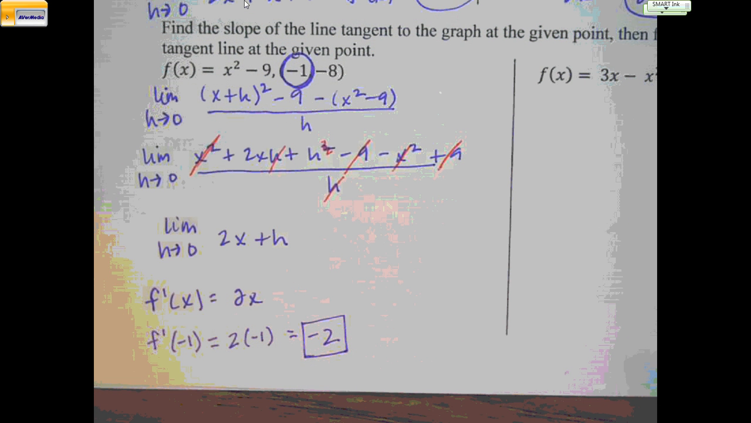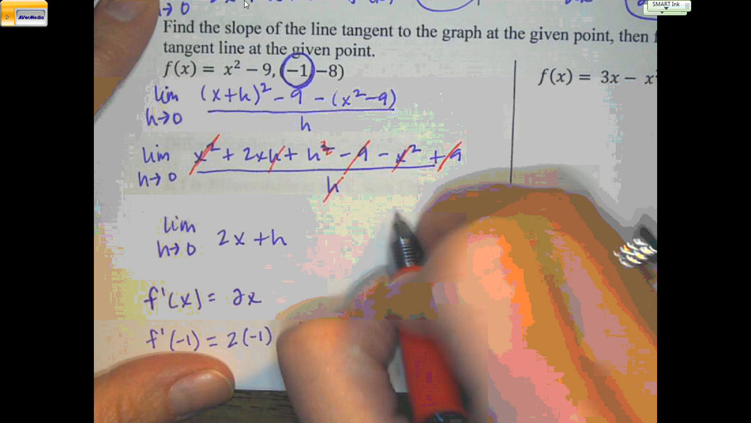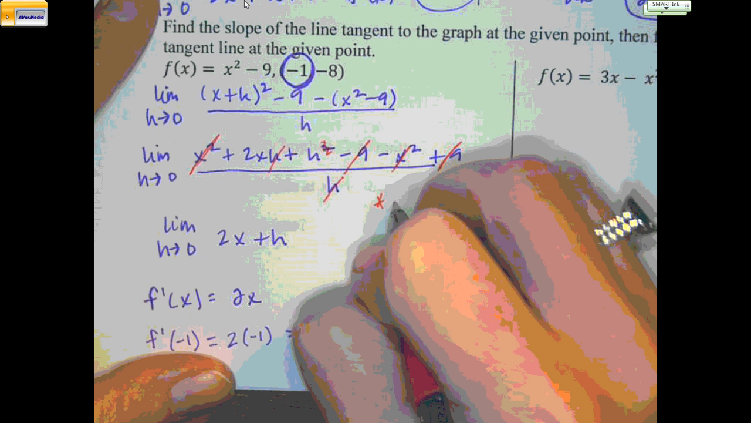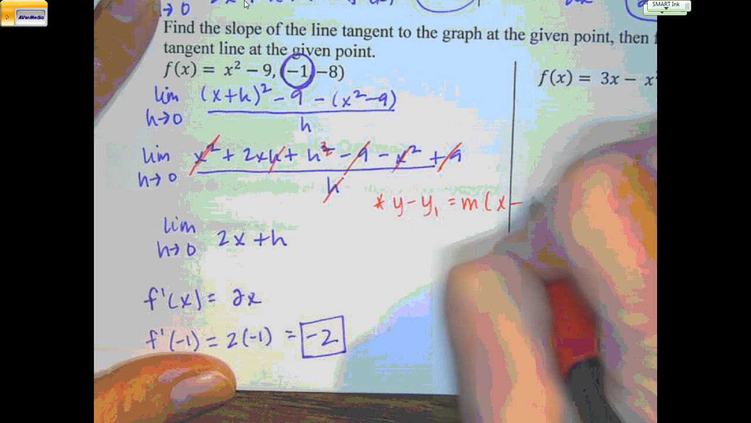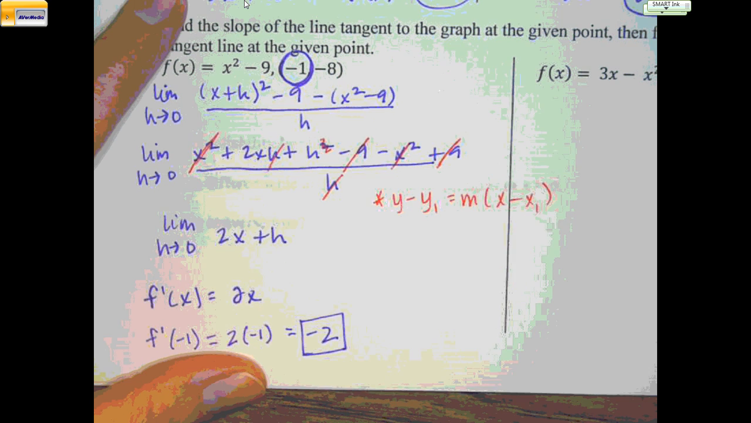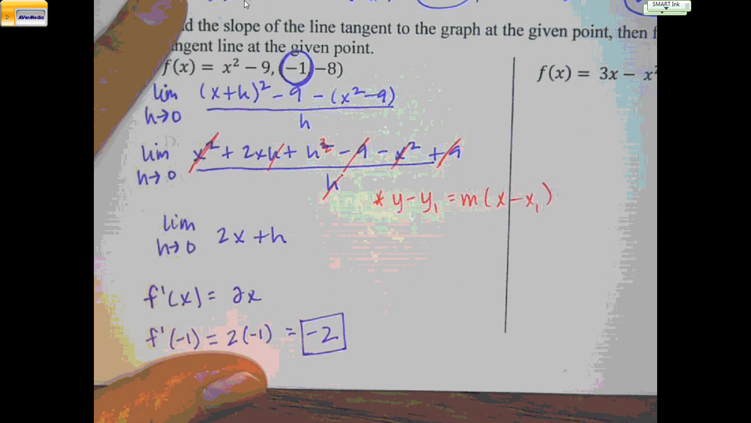It says now find the equation of the whole line at that given point. All right, I know it's been a while since Algebra 1, so you might want to write this down with a little star by it. y minus y sub 1 equals m times x minus x sub 1. You guys remember what that's called? Point slope form.